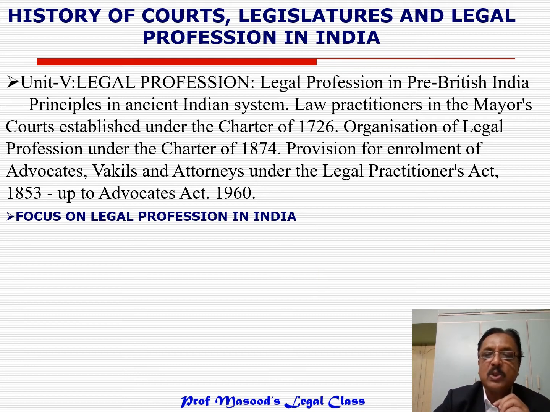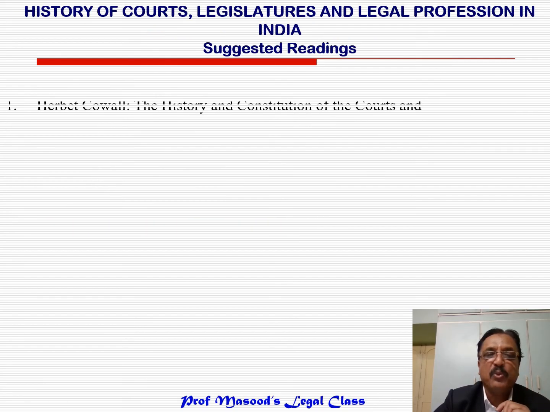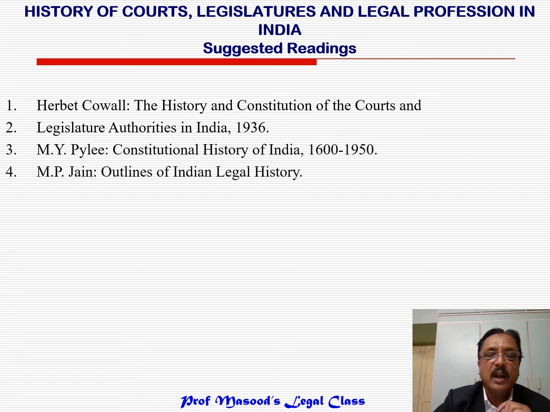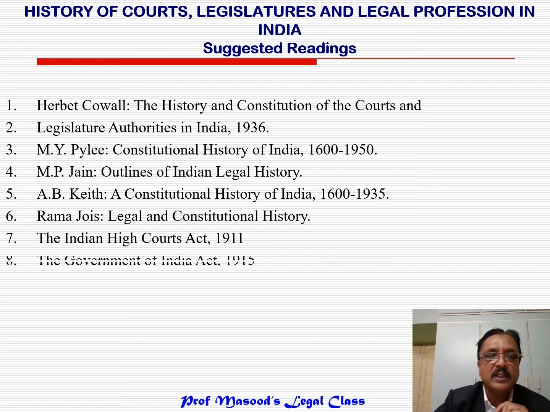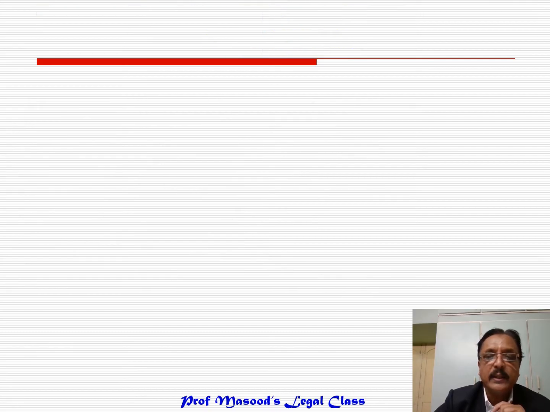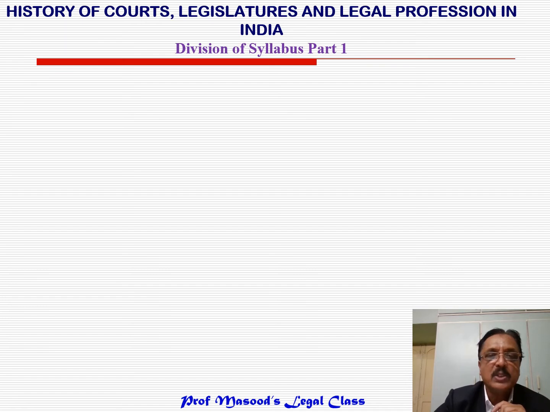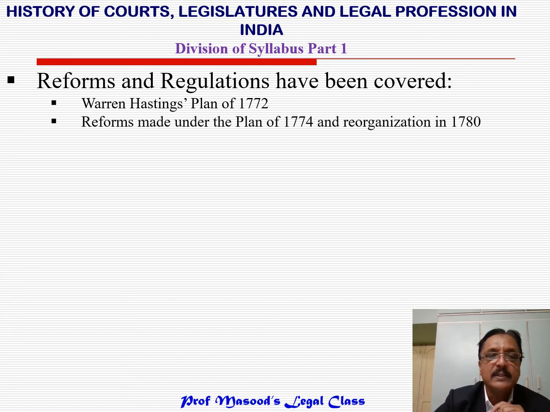Okay, now let us talk about the analysis of the subject. Before that, these are the readings, the prescribed and reference books given by the university in the list. So these books can be followed and referred to cover the syllabus, that is the history of court, legislature and legal profession in India. These are the total 9 books. Now let us go to the division of the syllabus. We are dividing the syllabus like this.